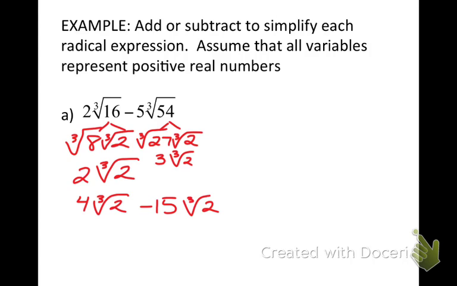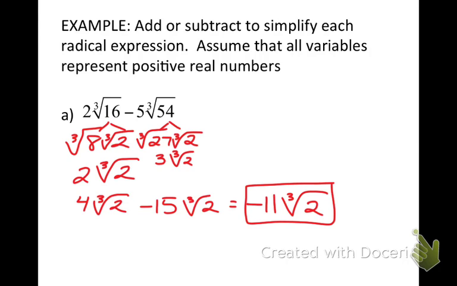So now my indexes are the same along with my radicands. So just ignore the radical signs. 4 minus 15 is negative 11. And then just carry the cube root of 2 along with it. So negative 11 cube roots of 2.